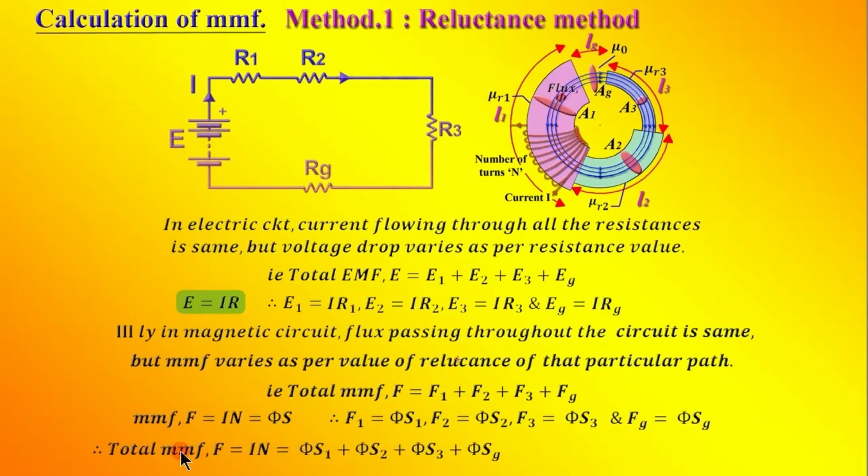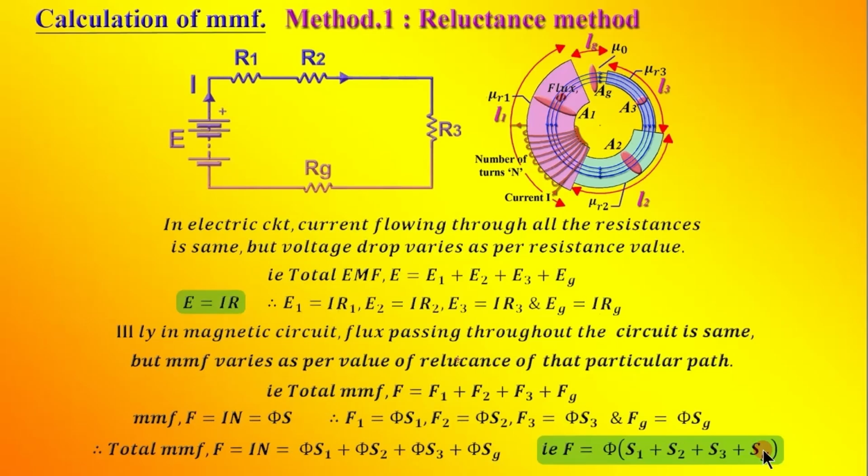Therefore, the total MMF F is the sum of all these MMFs, that is F is equal to I into N, that is phi into S1 plus phi into S2 plus phi into S3 plus phi into Sg. Phi is the common factor here. F is equal to phi into S1 plus S2 plus S3 plus Sg, that is the flux passing into the reluctance of the separate materials.